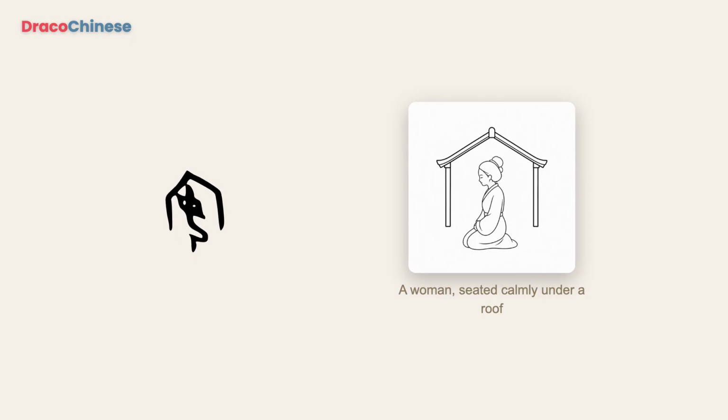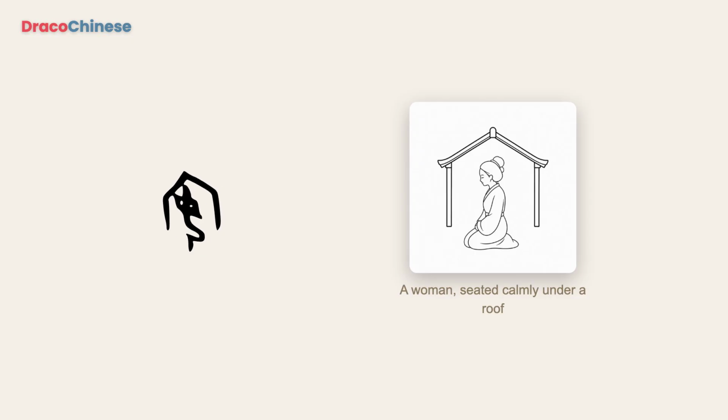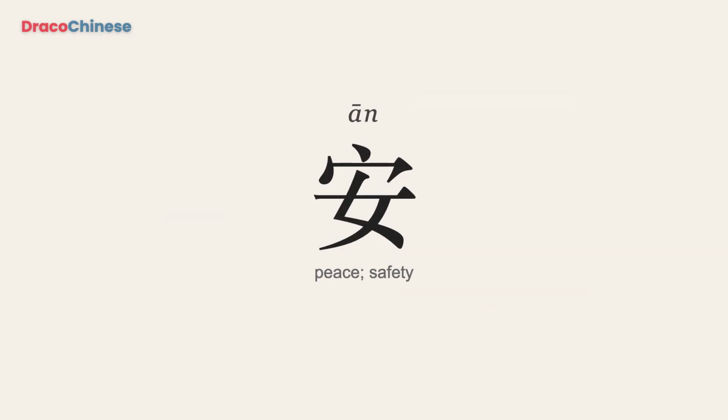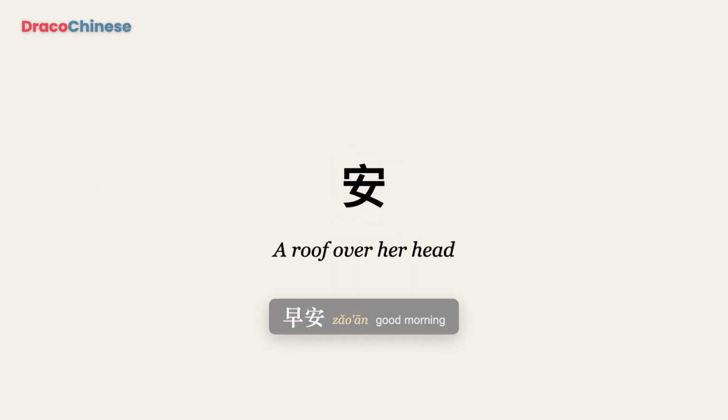That roof again. This time, put a woman underneath it, sitting still. What do you see? Someone safe at home. Nothing left to chase or run from. This is 安 peace, safety. Another 2 pictures combined into one new idea. Same trick as 好, different pieces. 早安 Good morning. 平安 Safe and sound. 公安 Police, literally public safety. A roof and a woman sitting still doing all that work 3,000 years later.